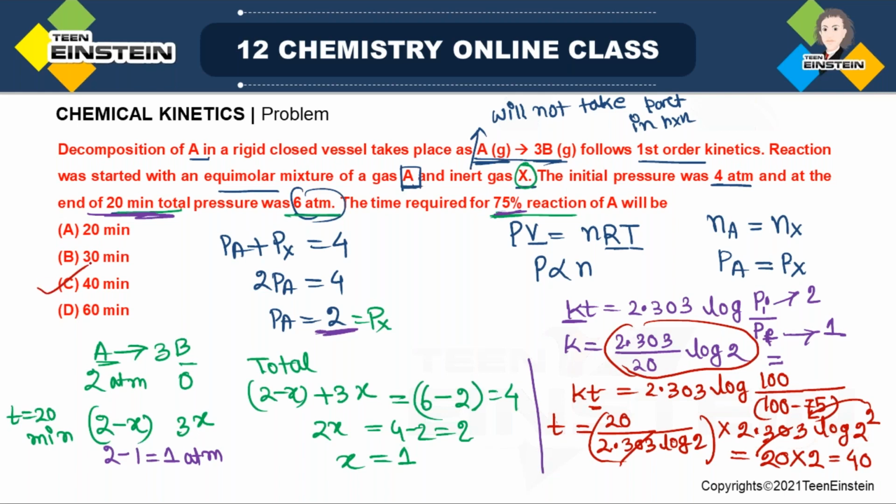Is there any doubt? Should I repeat it once more? So first we have to find out the value of rate constant. Then again using the same equation, we will put the value of K, which we have calculated in the past equation, and we can get the unknown value of T. That is what is the time required for 75% consumption of initial, that is starting material, which is A. Any doubt?